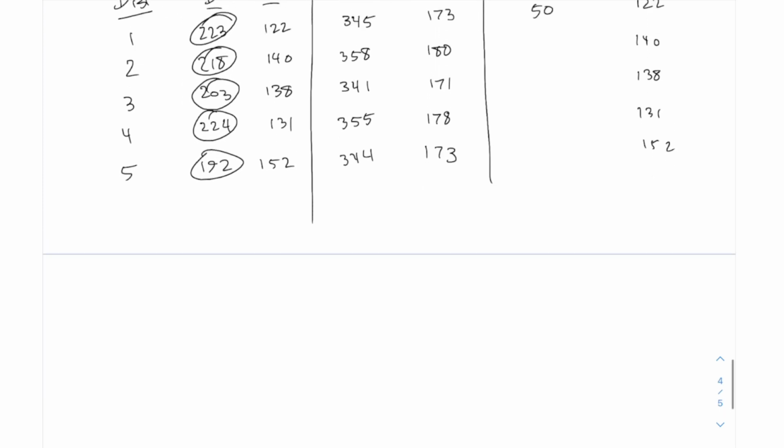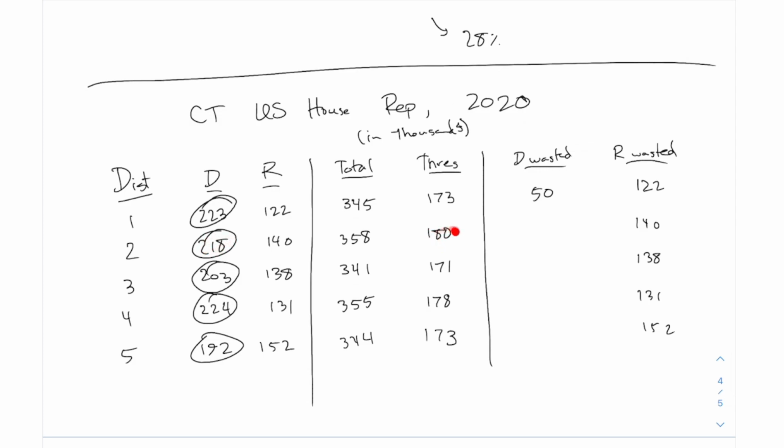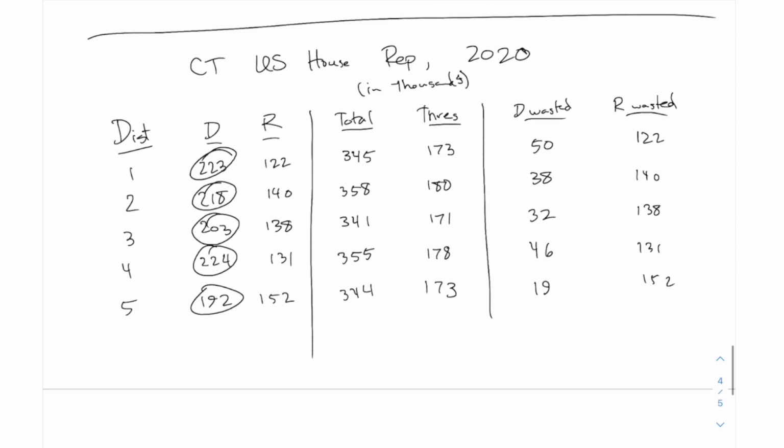218, so the next row, I'm going to go 218 minus 180. That's how many extra they got there. That would be 38. The next row, 203 minus 171. That would be 32. The next row, 224 minus 178 is 46. And the last one, 192 minus 173 is 19, I think. That was the one I messed up before. I'm trying to do it in my head this time.